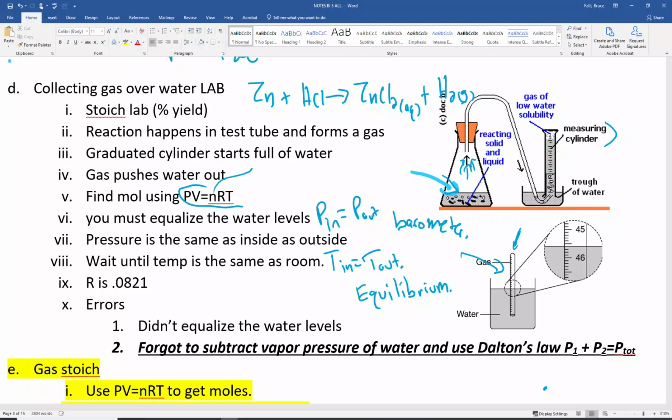But from the same equation, how do I get the pressure? Barometer outside. How do I get the volume? It's the change right here. Number of moles is going to be calculated. R is 0.0821, and temperature is the same as outside.